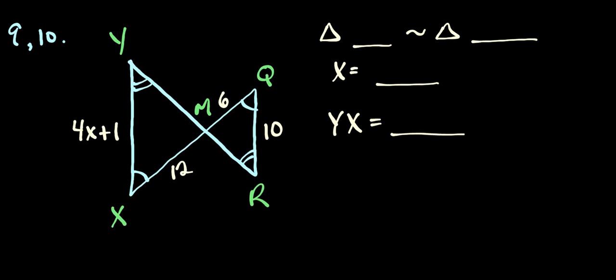Okay, numbers 9 and 10 are going to be referenced by this problem. So these two problems basically are combined into one. And so what we want to first do is identify the similar triangles. That's the first thing we got to do.